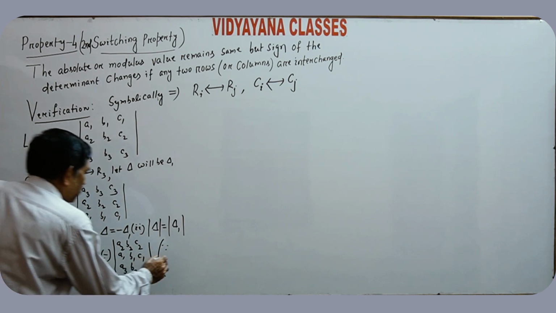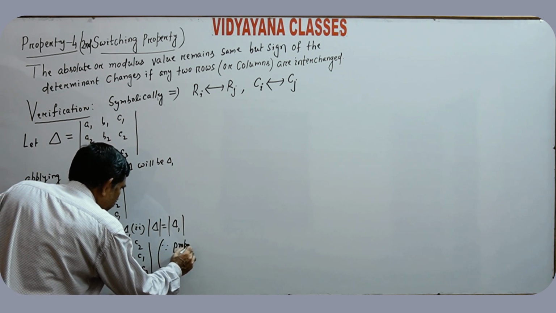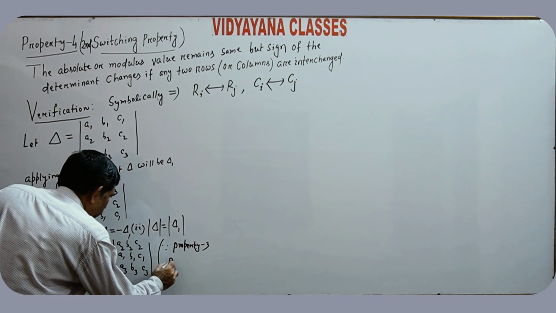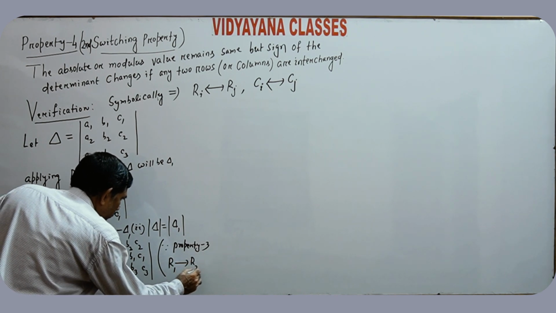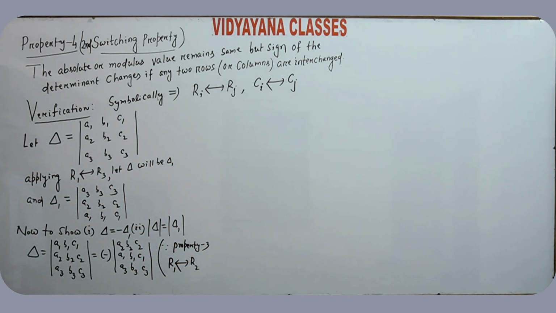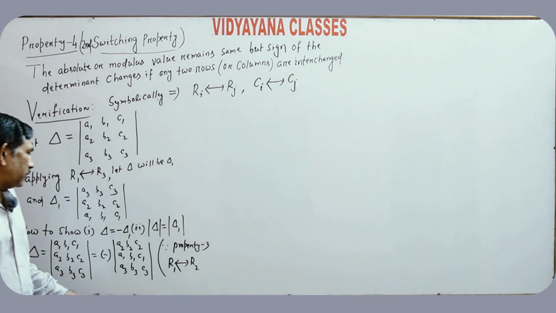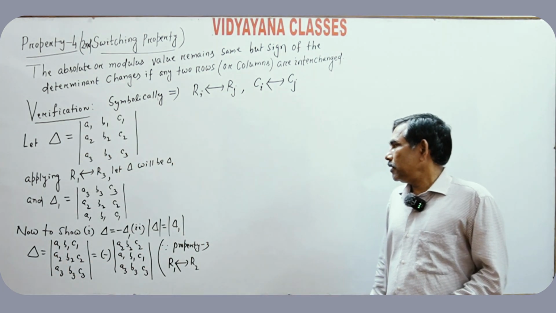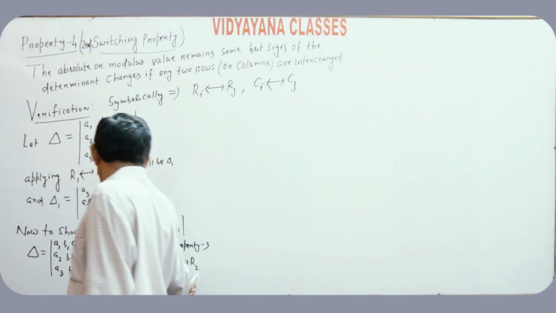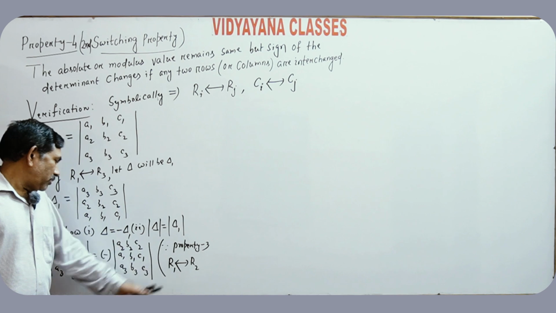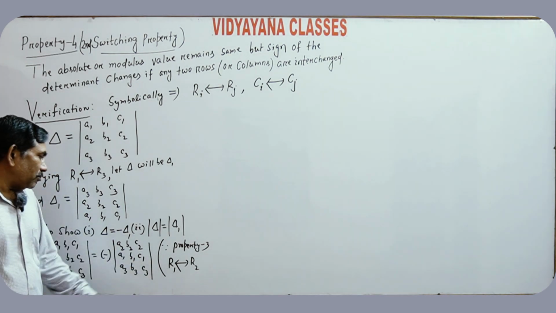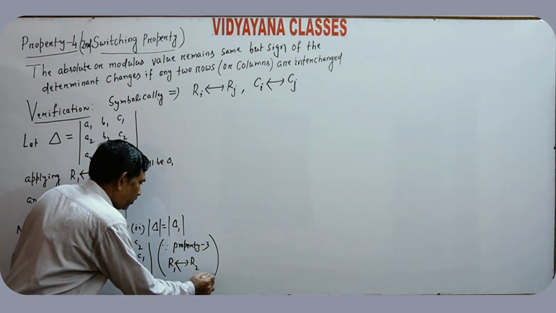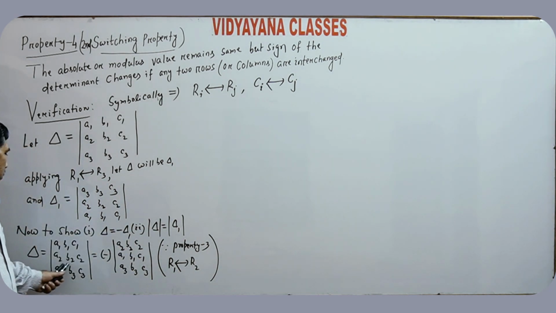Since property 3, R1 is replaced by R2 and R2 is replaced by R1. According to property 3, if two adjacent rows or columns are interchanged, then the sign of the determinant changes. Here R1 and R2 are two adjacent rows. Interchanging row 1 and row 2 will give a negative sign. According to property number 3, this is the same as this.